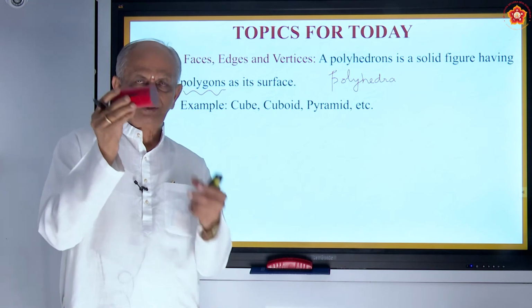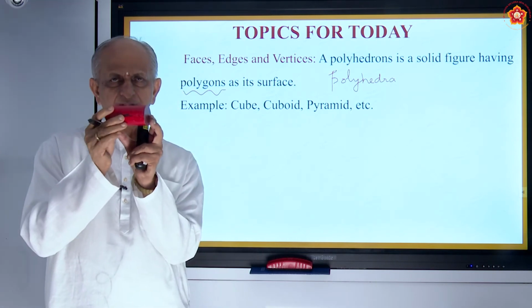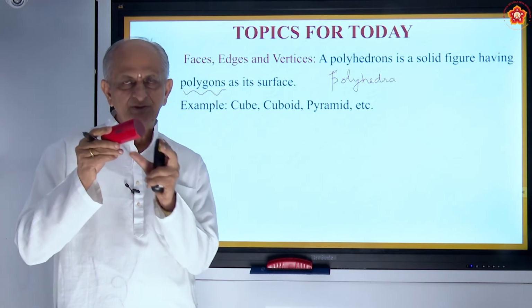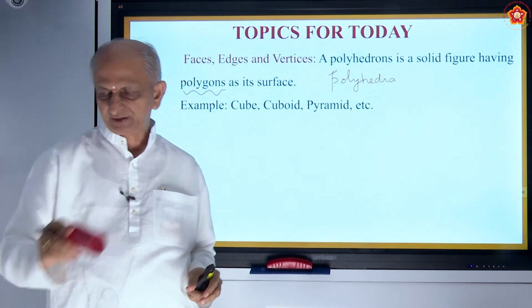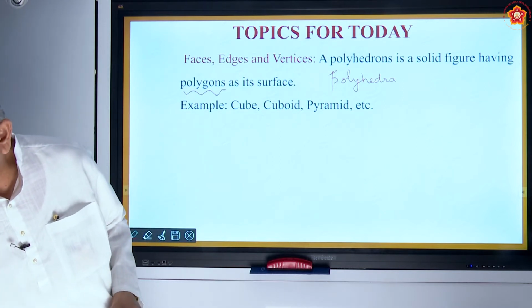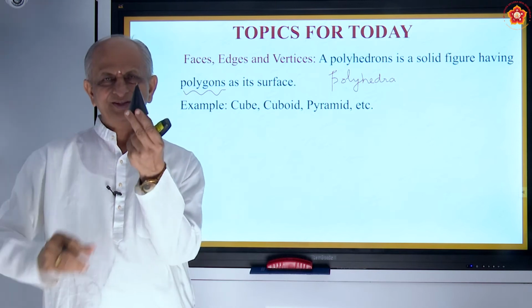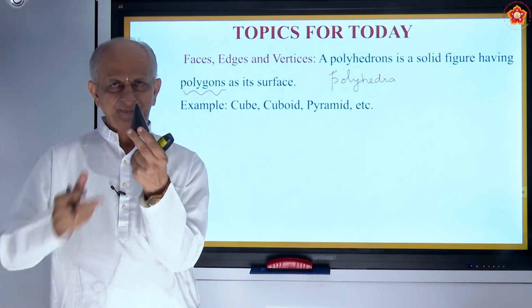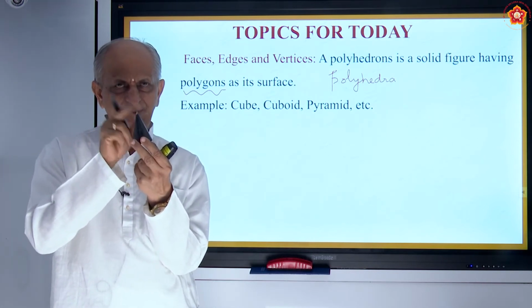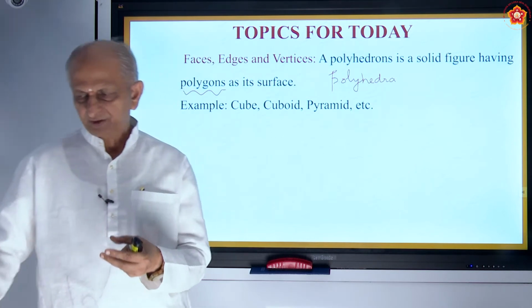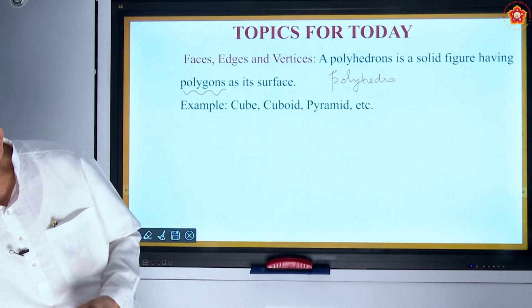Whereas this is not, even though it is a solid, this is not a polyhedron because the surfaces are not polygons. It is a circle. Similarly, what about this? Cone. This is a solid. It has a base. It has a lateral surface, but it is not a polyhedron because the surfaces are not polygons.